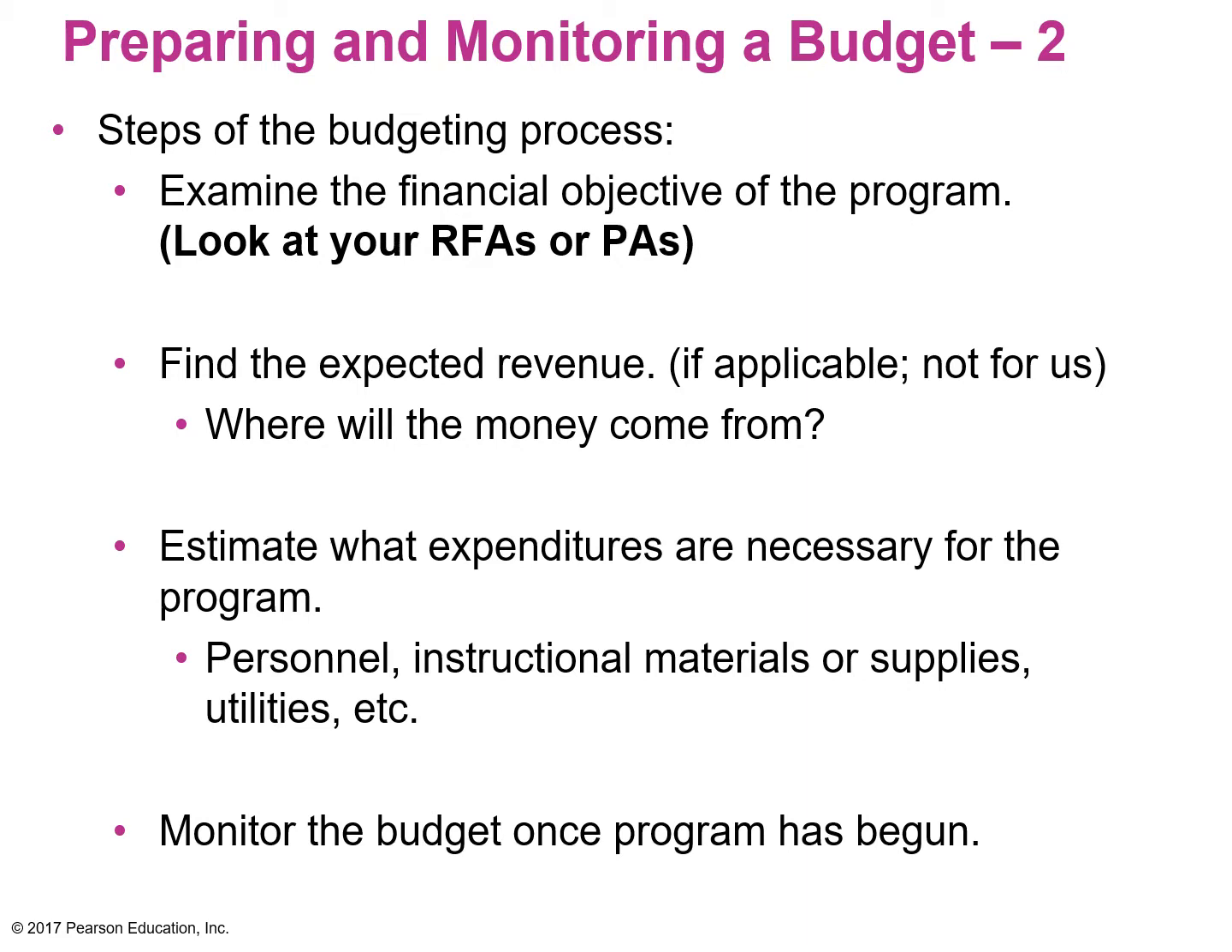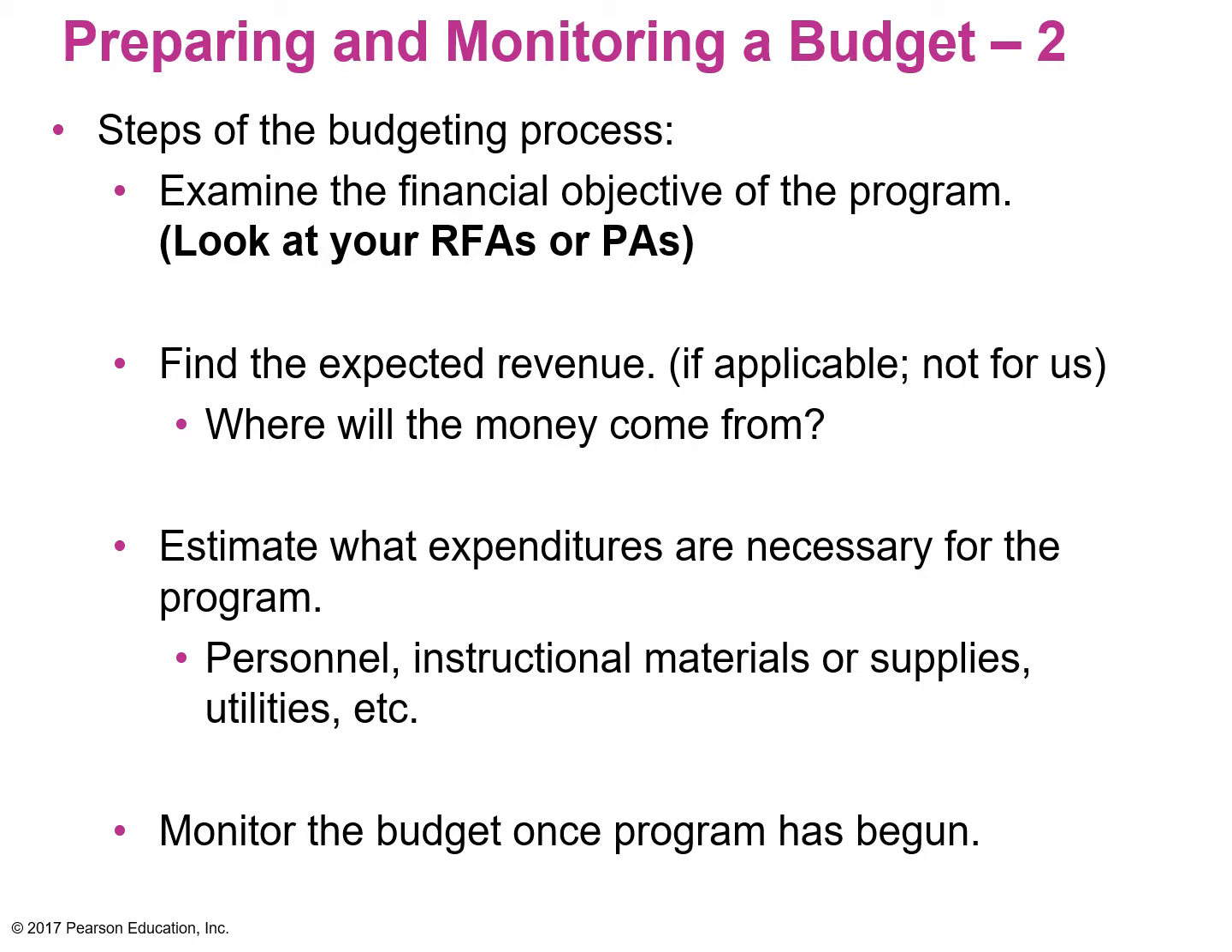So, steps in the budgeting process. First, you want to look at the financial objective of the program. Especially for this class, we looked at NIH type grants. You want to look at that program announcement or that request for application. Whichever RFA or PA you grabbed onto, that information about your grant is where you're going to find the budget information of what you are able to apply for.